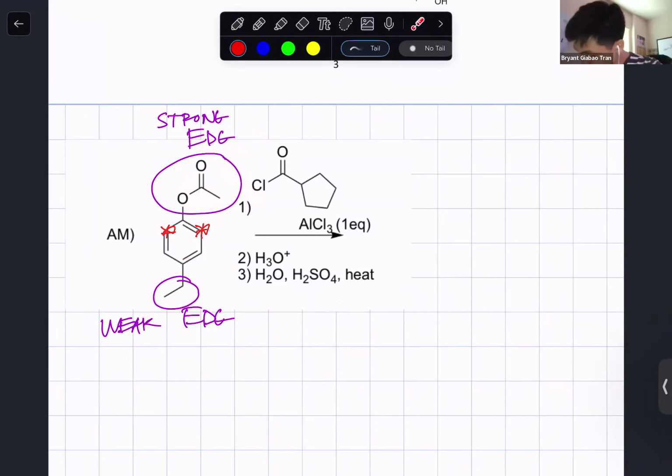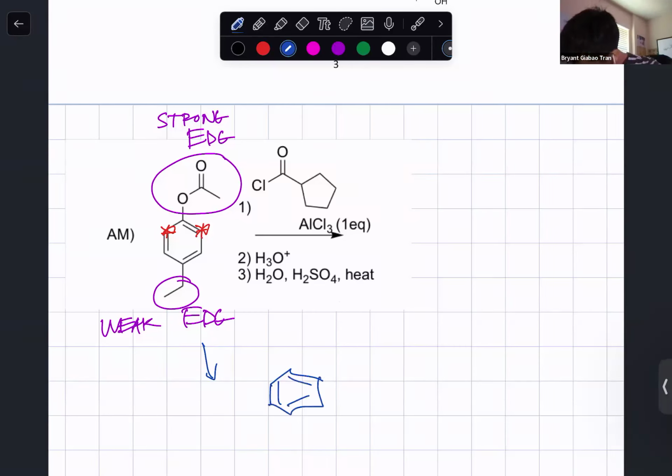So we see the first reaction and second reaction go together. We're going to do a Friedel-Crafts acylation reaction, right? So the first 2 reactions are going to put that acyl group on the ortho position like this. Okay, the EDG is still there. This ethyl group is still here.